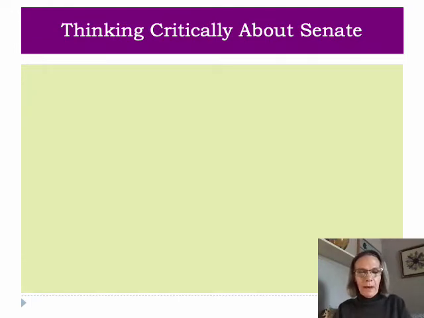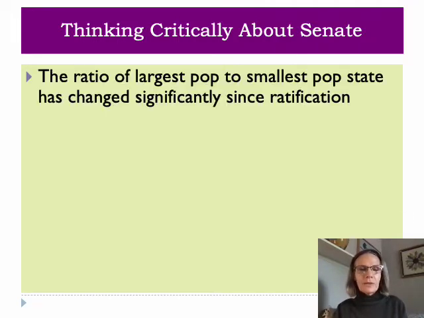Well, one way to think about whether or not this design is still working is to maybe think about what the conditions were at the ratification of the Constitution. What was the distribution of population among the states when the idea of having two votes for every state in the Senate came to being at the Constitutional Convention? And so the ratio between the state that has the smallest population and the state that has the largest population, that's changed significantly since the ratification of the Constitution.